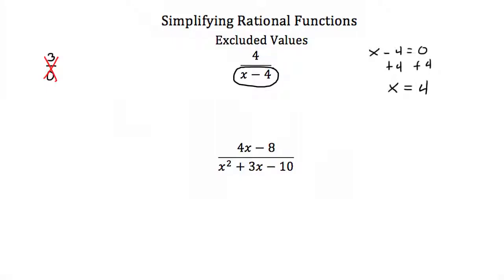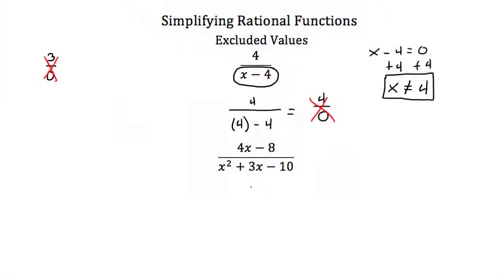Now if x is equal to 4 and I plug that in, I'll have 4 over 4 minus 4. 4 minus 4 is 0, so we have 4 divided by 0, and that doesn't make any sense. So my excluded value then is when x is equal to 4. Or I would say that x can be any number except for 4. So x cannot equal 4.